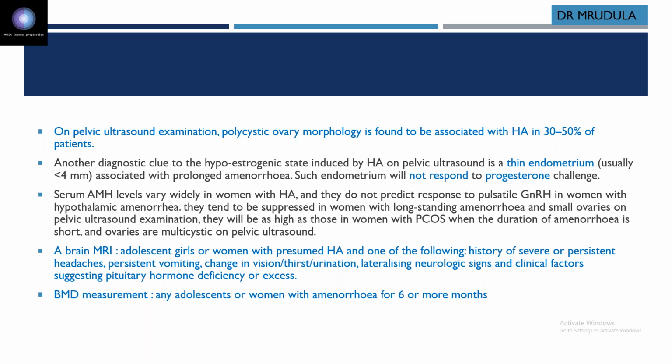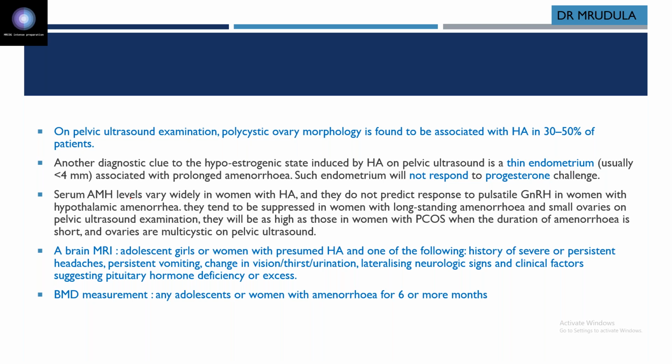In PCO, if you give a progesterone challenge, they are going to have a withdrawal bleed. But hypothalamic amenorrhea patients are not going to respond to the progesterone challenge because estrogen is very deficient in these patients. Again, AMH levels vary in hypothalamic amenorrhea and are not very reliable, so you cannot rely on the AMH level for ovarian reserve.